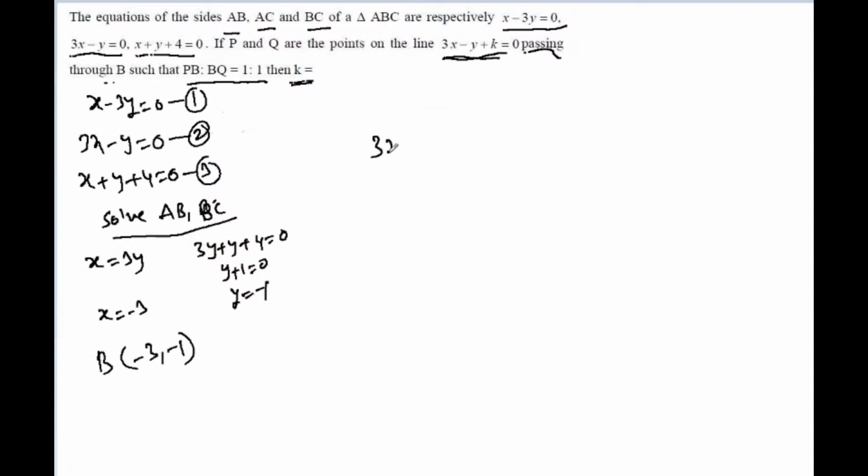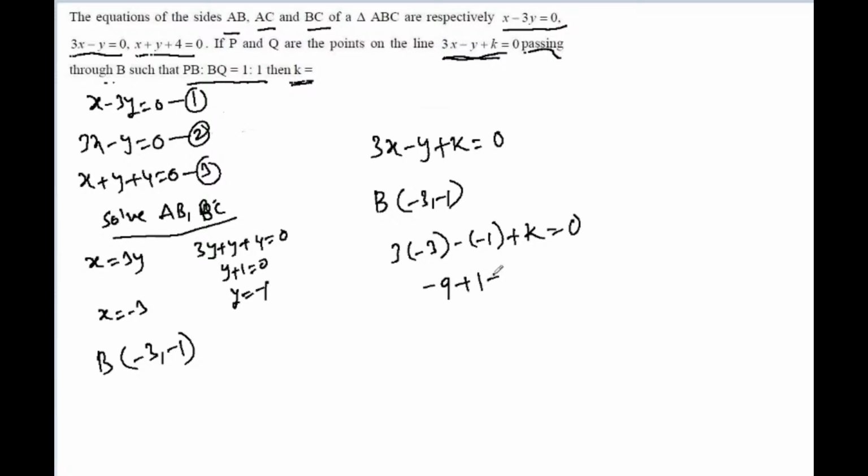The given line 3x minus y plus k is equal to 0 passes through this point B, minus 3 comma minus 1. Substituting the point, that is 3 into minus 3 minus of minus 1 plus k is equal to 0. Minus 9 plus 1 plus k is equal to 0, that is k minus 8 is equal to 0. k is equal to 8. The value of k is 8.